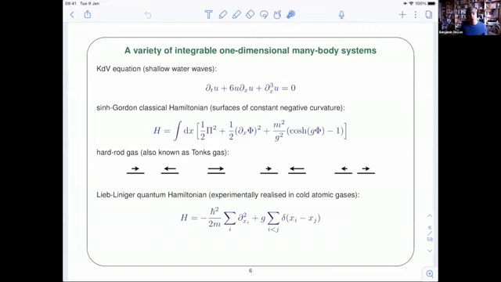So these are four different models, very different models, three classical and one quantum, two field theories and two models of gases of particles. And what I want to say is that there are a lot of things that we can say about these models, which all fall within a common framework.